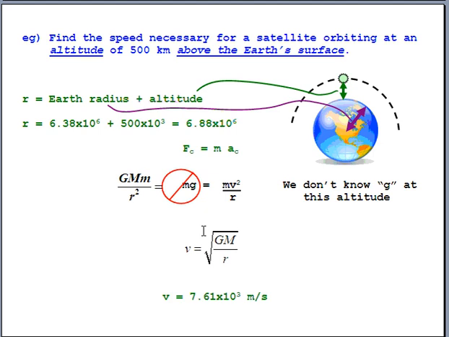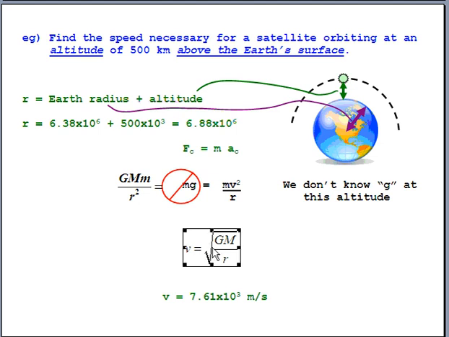Now, throwing the numbers in, I put in big G, 6.67 times 10 to the negative 11, put in the mass of the Earth, and I divided by that 6.88 times 10 to the 6, and I took a square root, and I found this value. That's huge, right? Look at this, 7.6 thousand meters per second. So that's 7.6 kilometers every second. So it's really got to be going fast to be in that nice circular orbit.